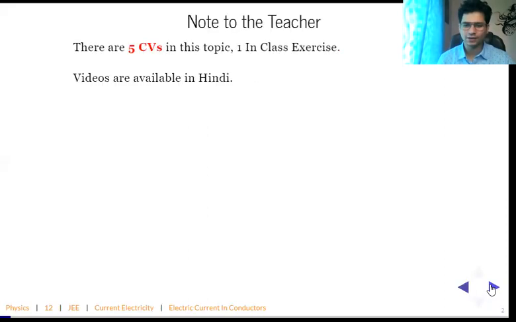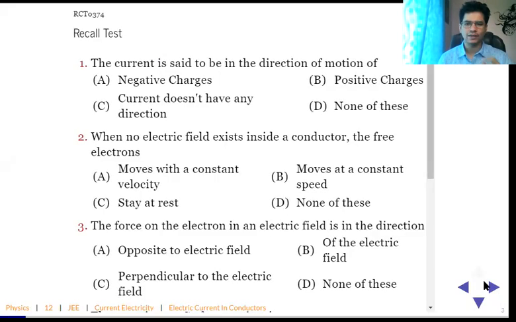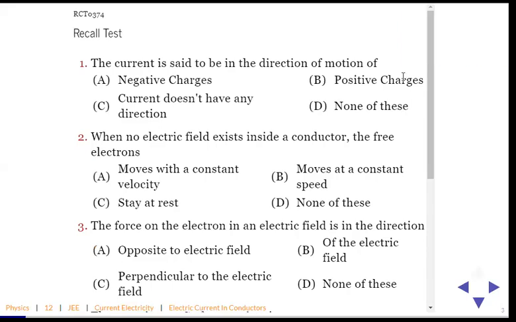Before starting, let's have one small recall test. Let's revise our 10th concept. The current is said to be in the direction of motion of: negatively charged, positively charged, current doesn't have any direction, or none of these? Everyone, please reply. Tell me. Very good. These are very basic, easy problems. Correct. Positive charge.